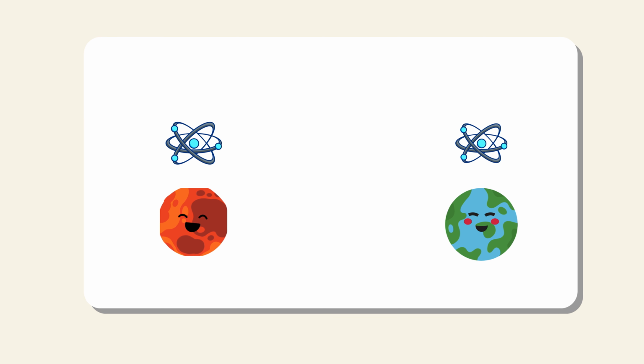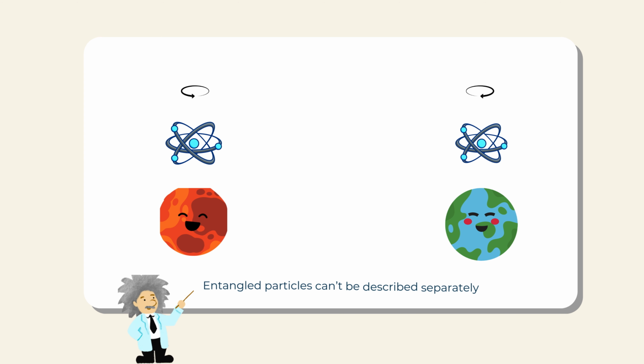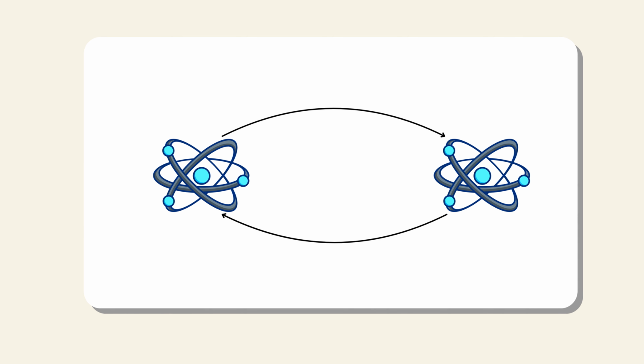One goes to Mars, the other stays on Earth. The moment you measure one twin as spin up, the other instantly becomes spin down, even across millions of kilometers. In physics terms, entangled particles can't be described separately. They form a single, inseparable system. Because of entanglement, qubits can form a global, correlated state, the foundation for quantum algorithms' exponential speedup.